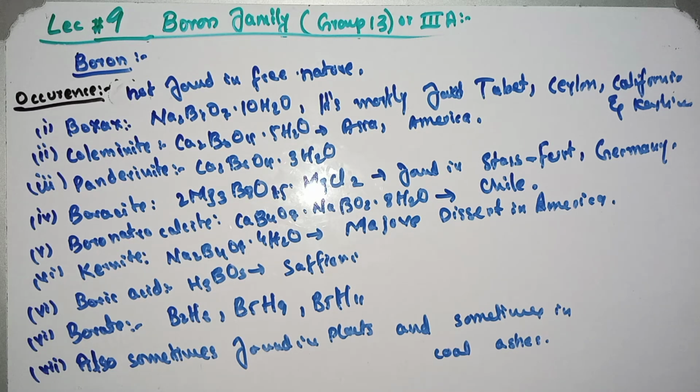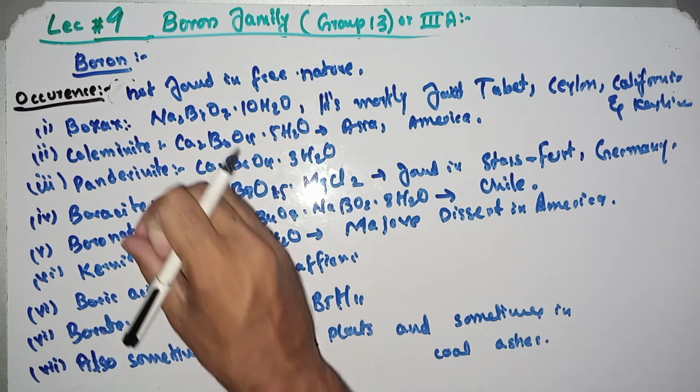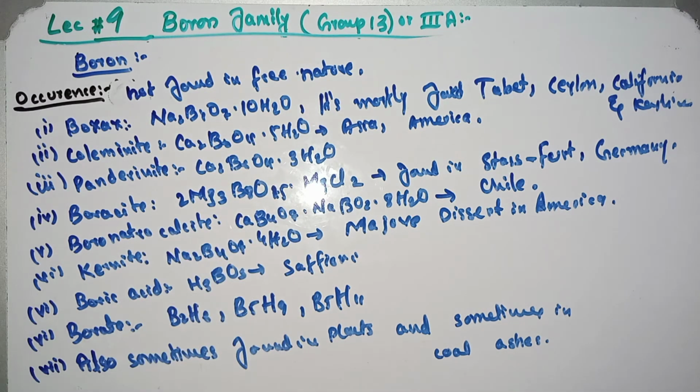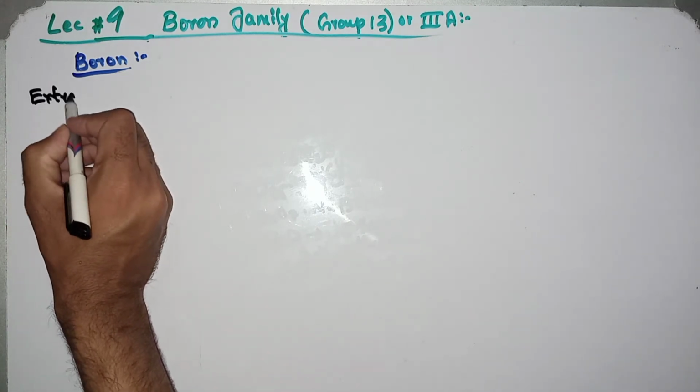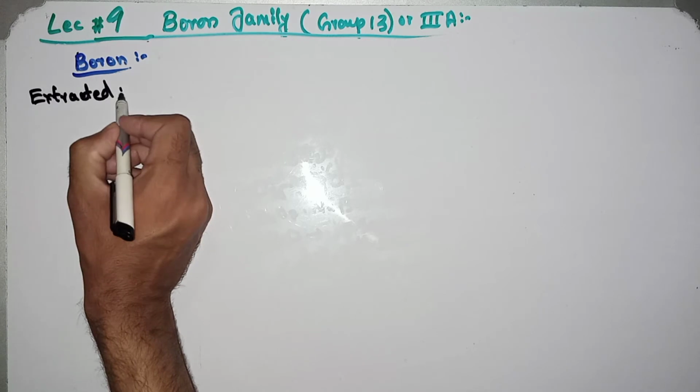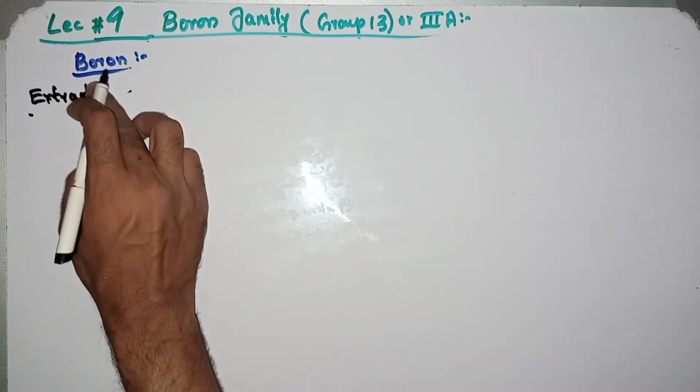So come to the next point, that is the extraction of boron. How can pure boron be extracted from these compounds, since boron exists in the combined state? You can also take a screenshot from this board. Now I am cleaning the board to proceed with the topic. So the next point is the extraction of boron: how boron can be extracted from the combined state.